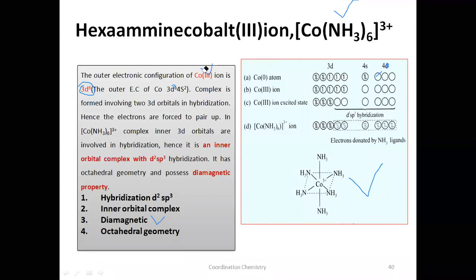Okay, this is about this complex. Now let us see a few more examples.